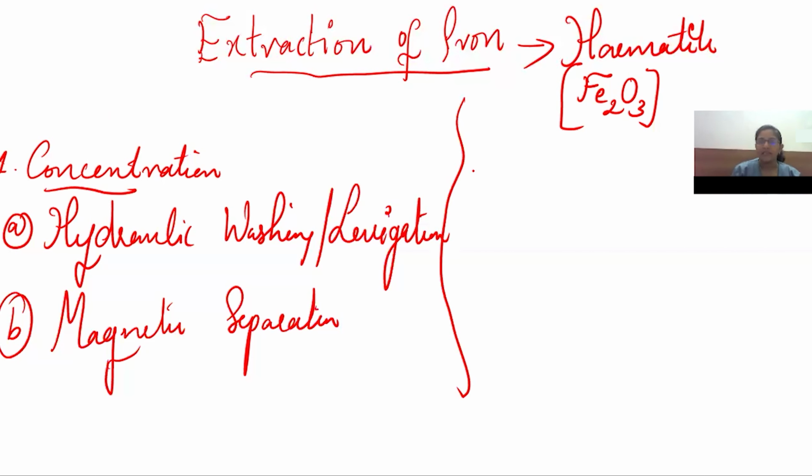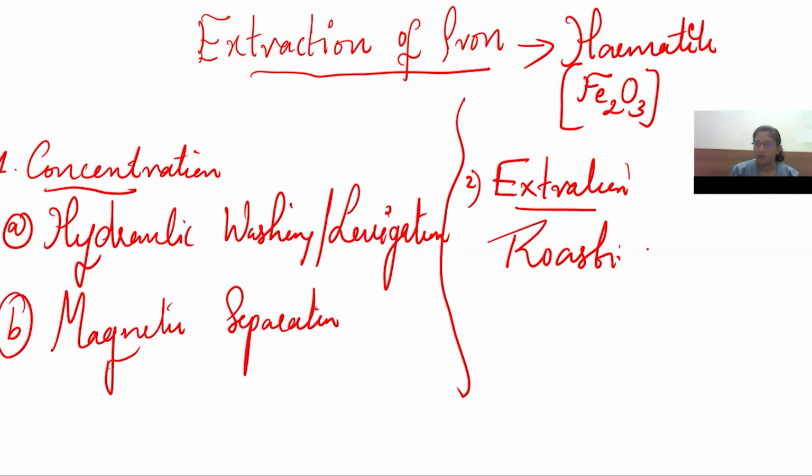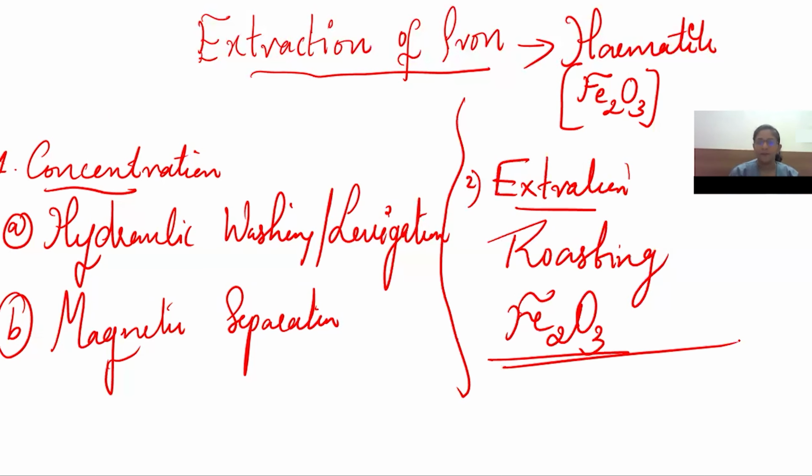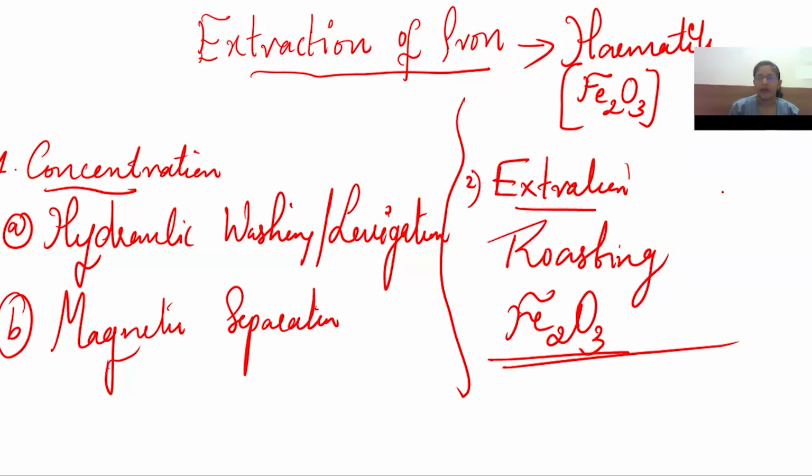The second step is the extraction method. In this extraction method, either we have to do calcination or roasting. In this process of extraction of iron, we are doing roasting. After roasting, this iron ore will be converted to its oxide, Fe₂O₃. Then the third process is refining of metals.